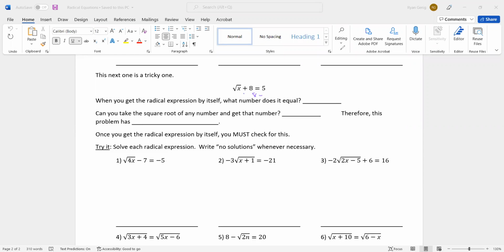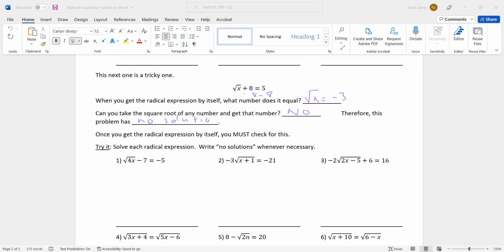So I'm going to subtract 8. I get the square root of x equals negative 3. Can you take the square root of a number, any number, and get negative 3? Hopefully you're catching on that. No, you can't. The square root of a number cannot be negative. It doesn't make any sense. Okay? Therefore, this problem has no solutions.